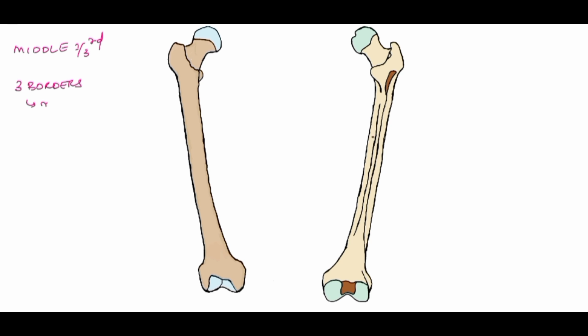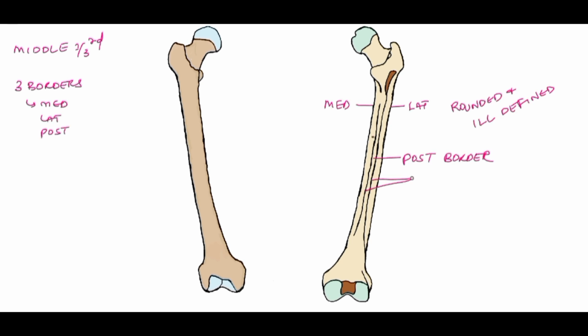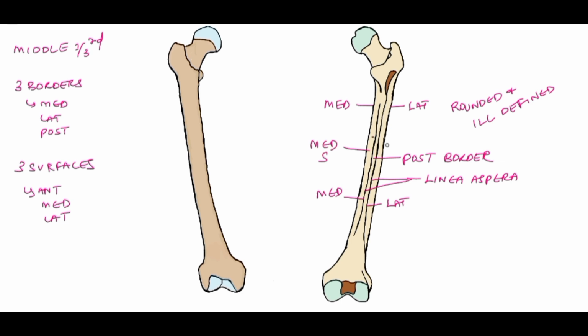Middle one third of the shaft: it has three borders: medial, lateral, and posterior. The medial and lateral borders are rounded and ill-defined. The posterior border is a broad, roughened ridge. It has the linea aspera, which has two lips, the medial and lateral lips. It has three surfaces: anterior, medial, and lateral. The medial and lateral surfaces are directed backwards rather than towards the sides.